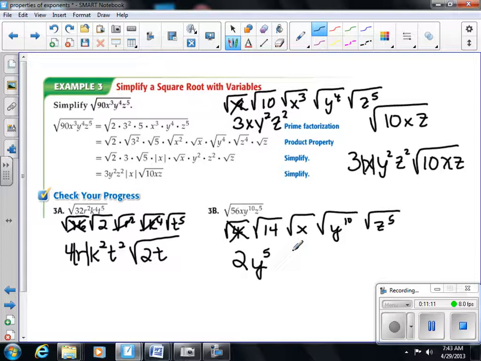Good. And what about the z's? Z to the 2nd, but don't forget that there is 1 left over. So what's left under the radical sign? Okay, 14, x, and z. Okay, do any of these need to have an absolute value symbol around them? Yes, this one does, because it's an odd power, and that indicates that we have to have it as a positive.